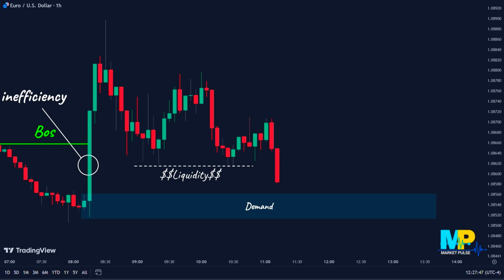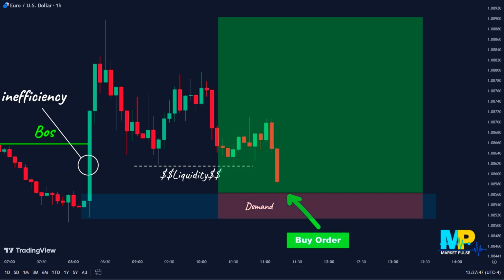There are two possible options for placing an entry. We can opt for a single time frame entry on the current time frame, or choose a more conservative approach by seeking additional confirmation, such as waiting for multiple reversal patterns like a change of character or other reversal patterns. For this example, I'll use the single time frame entry model and place my buy limit order at the highest point of the demand area.